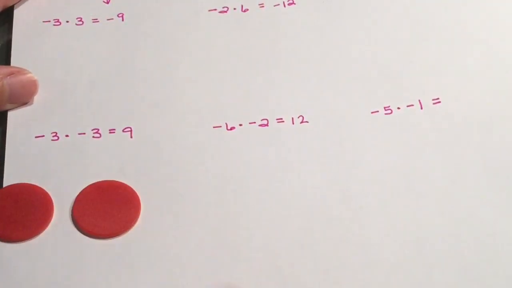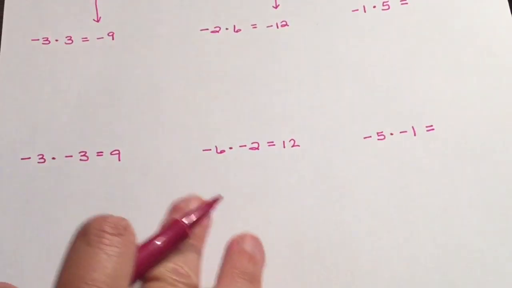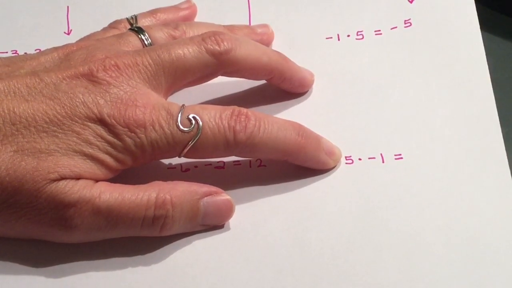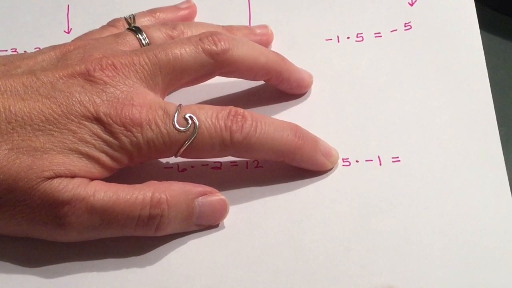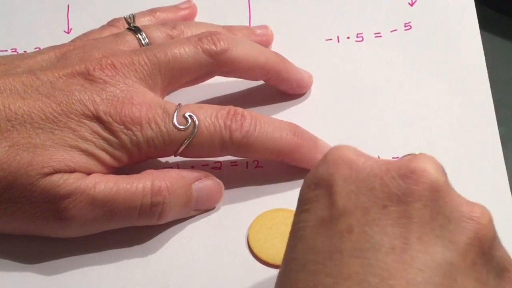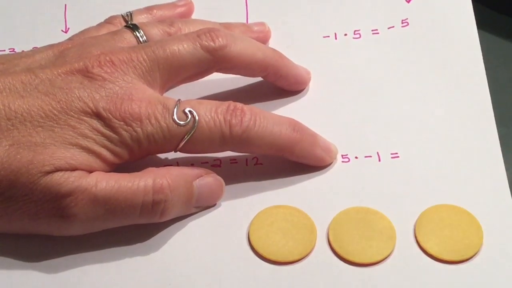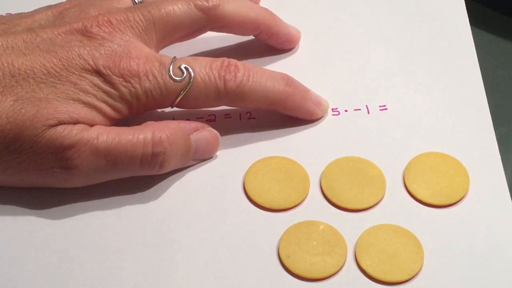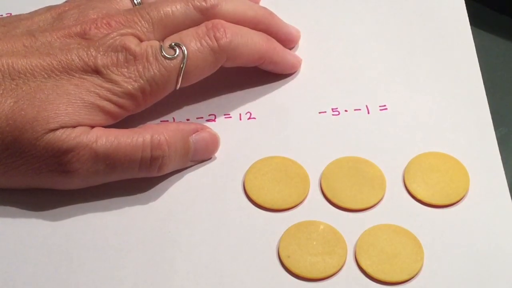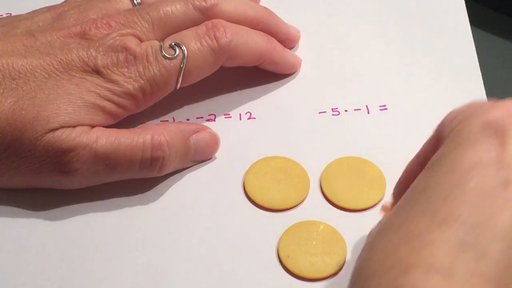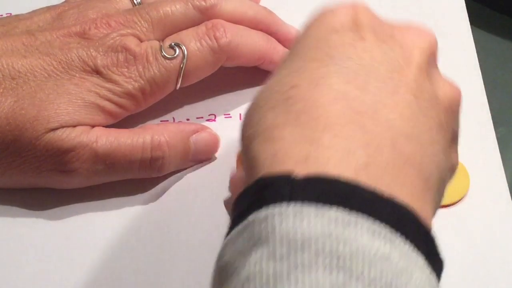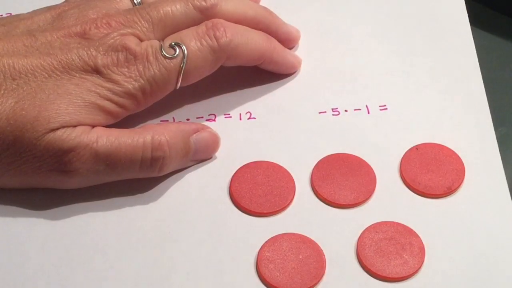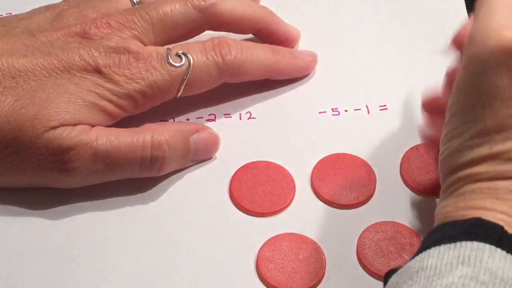Okay. And then on my last one here, the -5 times -1, if I cover up the negative on the 5, it says I have 5 sets of -1. So there's 2 sets, 3 sets, 4 sets, and 5 sets. And the negative out in front says I actually want the opposite of that. Okay. And so we end up with a +5 there.